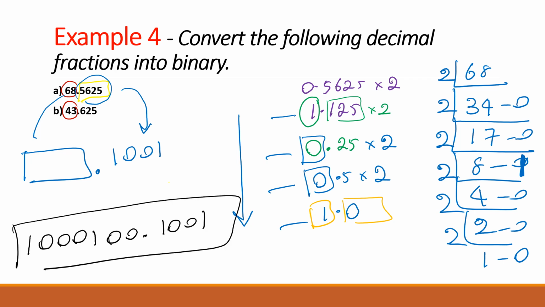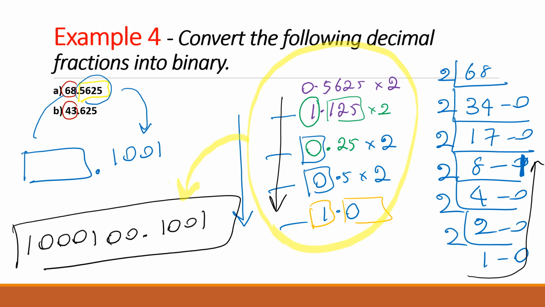68 I did in the same way that you did before, and the decimal part we have to multiply by 2 till you get 0, and that is top to bottom. So this one is bottom to top, and this part is top to bottom. Make sense? Any question? So this will be the decimal part, how you do the decimal part. And this will be your whole number here.